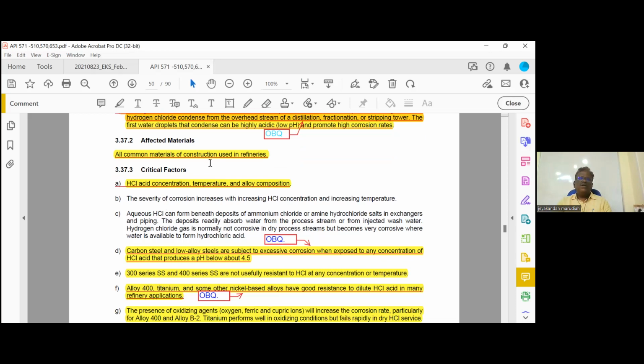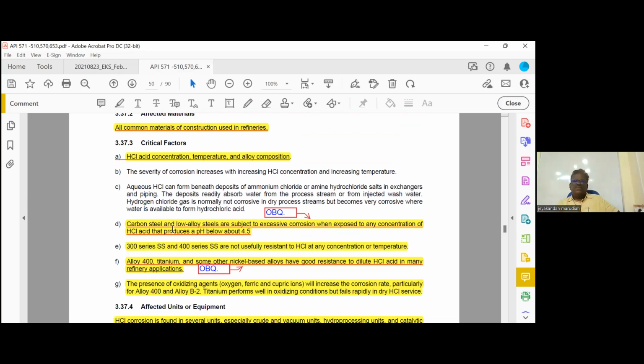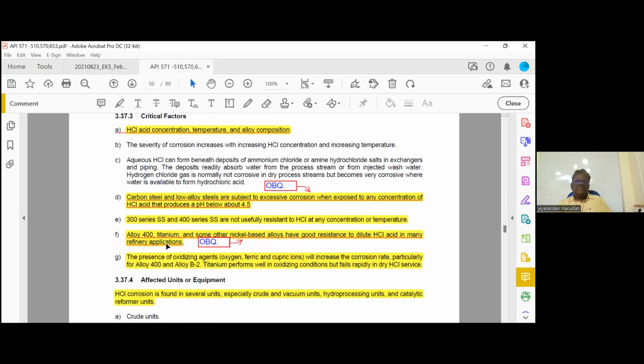Okay. Carbon steel and alloy steels are subject to excessive corrosion when exposed to any concentration of acid with pH below 4.5. That is important. Then another important open book question: Alloy 400, titanium, and some other nickel-based alloys have good resistance to dilute HCl in many refinery applications.